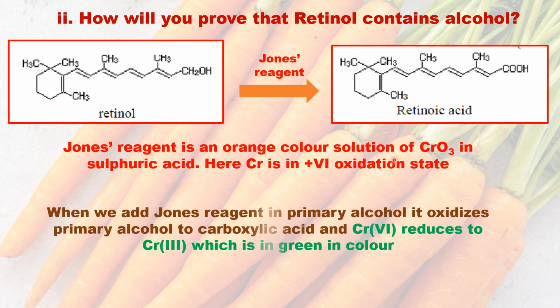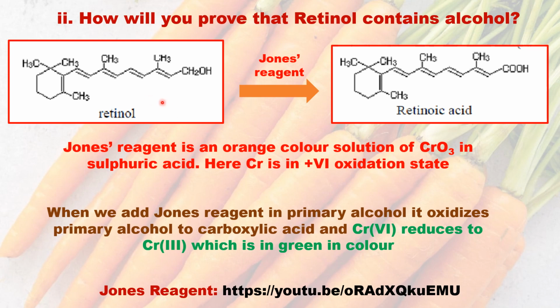Now when you add Jones reagent to retinol or any primary alcohol, you may need some heating, or maybe the conversion can happen without heating. You can see the orange color changes to deep green because Jones reagent oxidizes primary alcohol to carboxylic acid and chromium 6 reduces to chromium 3, which is green in color. If you want to know more details about how Jones reagent works, you can check this YouTube video.